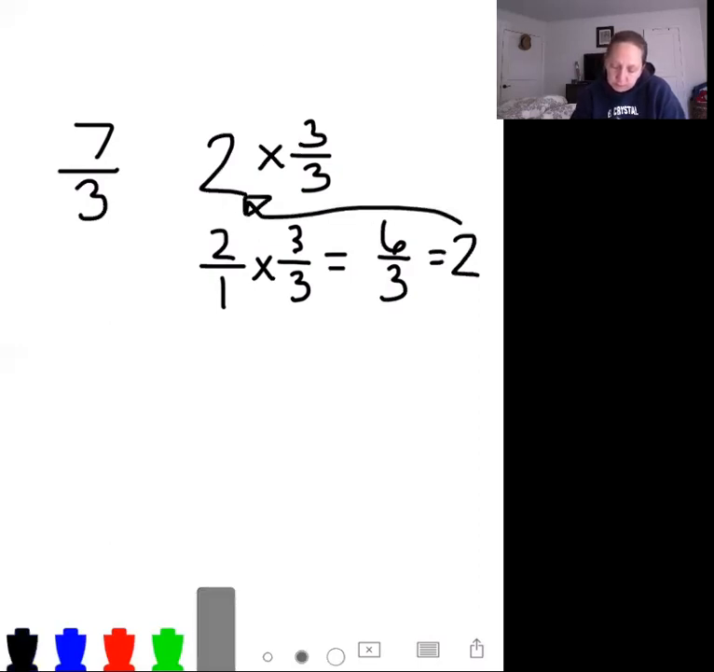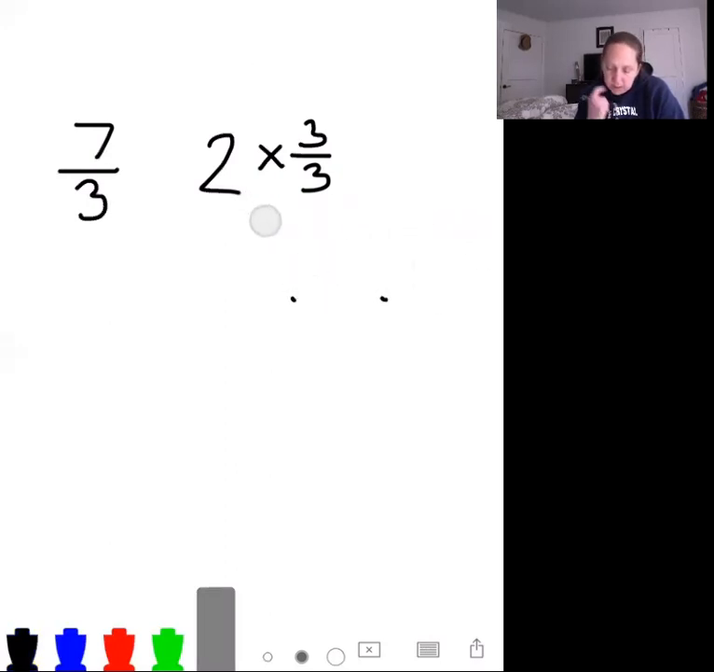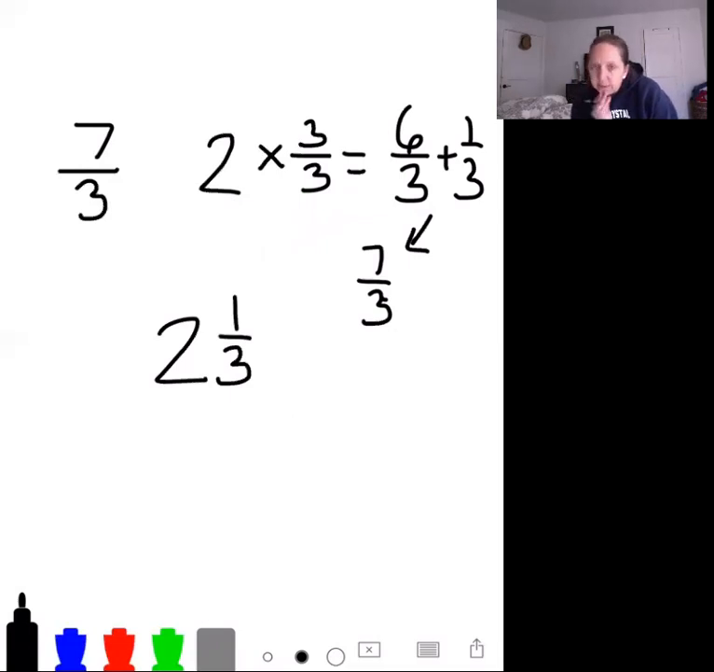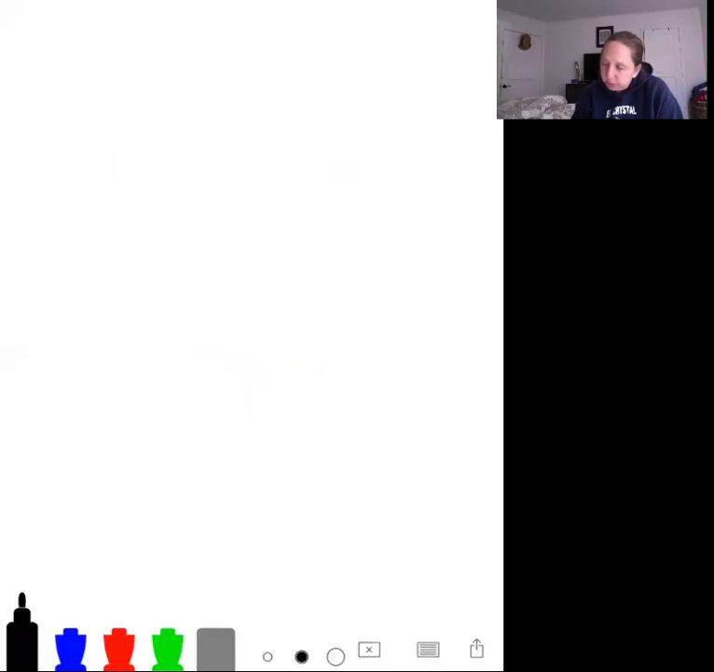Okay, so if we erase all that information, there we go. So we know 2 times 3/3 is going to equal 6/3. I know that I still need to add 1 more third to get to 7/3. Well, if I know that 6/3 is equal to 2 wholes, you can get 2 and 1/3. So the multiplication way, some people totally get, some people don't, which is perfectly fine. That's why we have multiple ways.